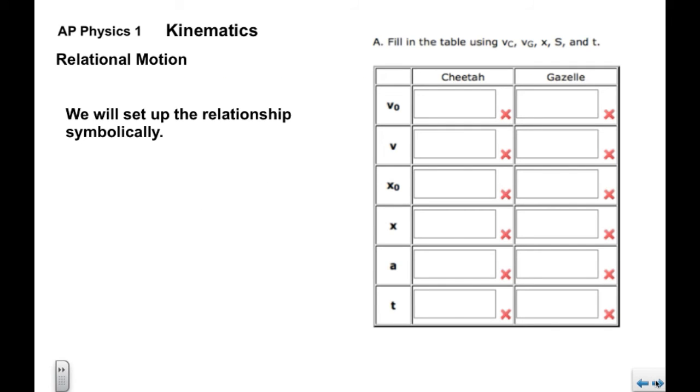Okay, so here's the kinematics table. Again, we have all our quantities listed. We have one column for the cheetah, one column for the gazelle. We're going to set up the relationship symbolically.